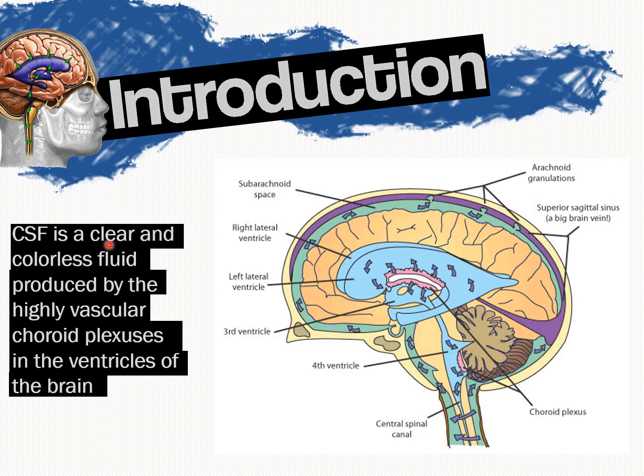CSF is a clear and colorless fluid produced by the highly vascular choroid plexuses in the ventricles of the brain. So looking at this figure, the choroid plexuses are actually this pinkish thing here and this one. And the arrows in this picture tell us where it flows in the brain and also in the spinal cord.